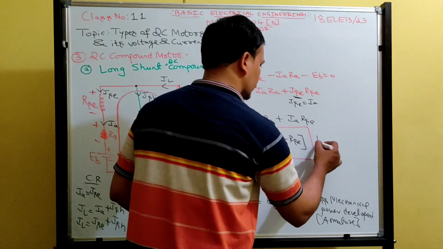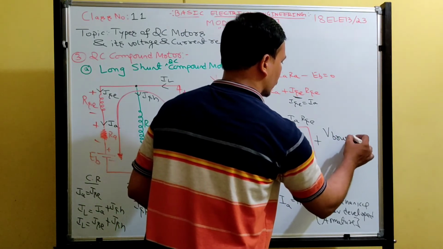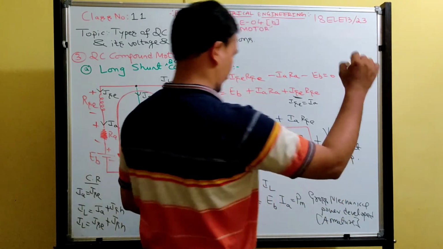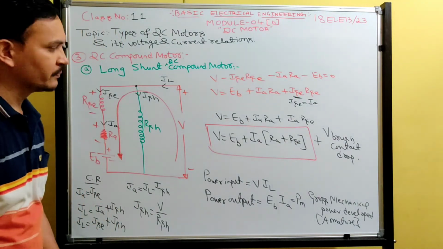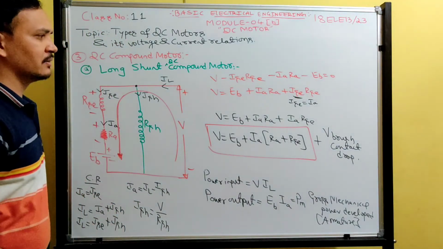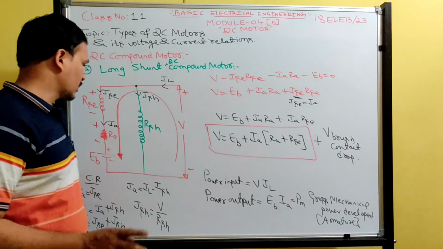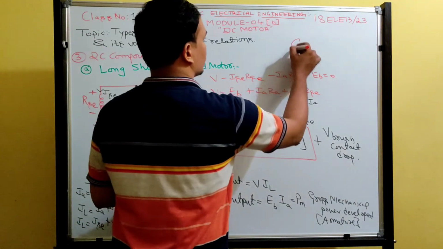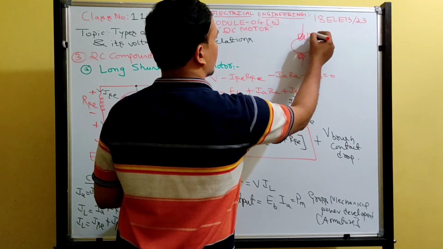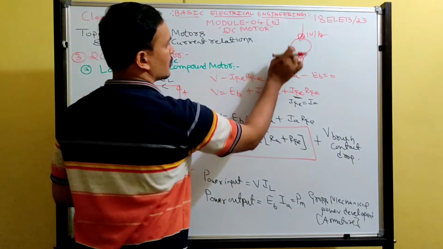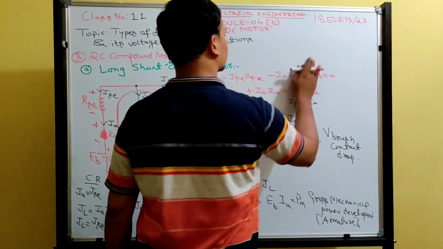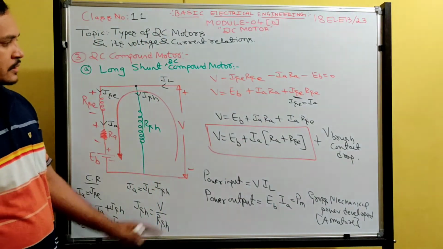Along with this, you just add the brush contact drop. If they give it in the question, take it; otherwise, neglect it. They will give data like 1 volt per brush. The minimum number of brushes will be 2, so for 1 volt per brush with 2 brushes, you write 2 volts. That's it.